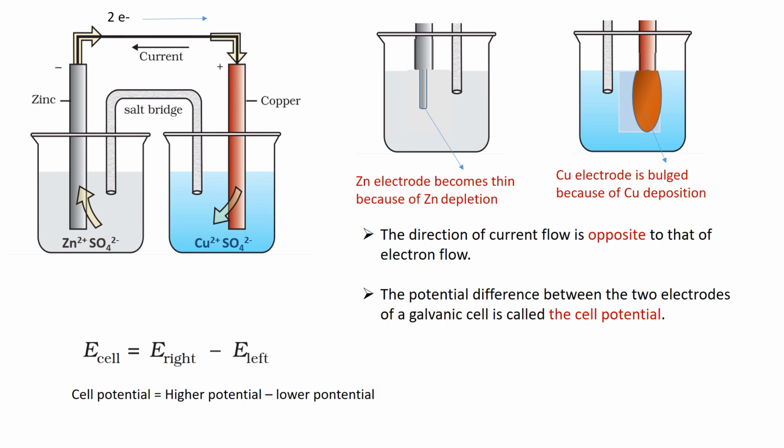In contrast to this, these electrons are transferred to the copper. The copper ion is reduced to copper solid. So these copper atoms get attached to the copper electrode, and you can see in the last picture the copper is deposited, that is, the electrode gets bulged. Why? The electron is transferred to the copper ion, and hence it is converted to copper solid.